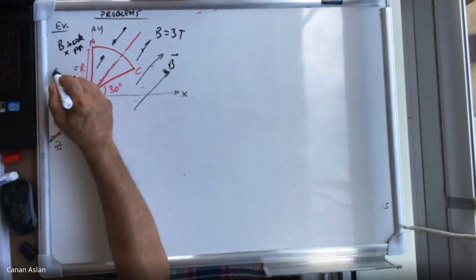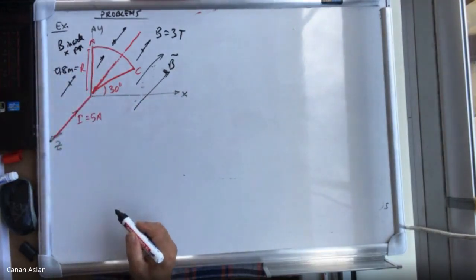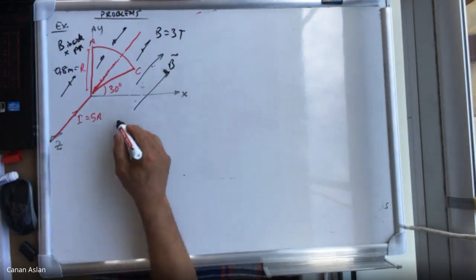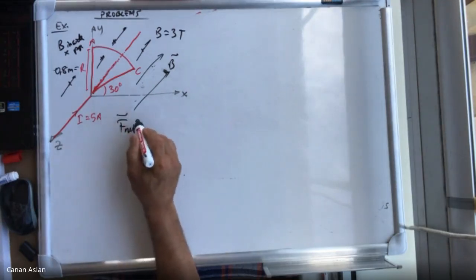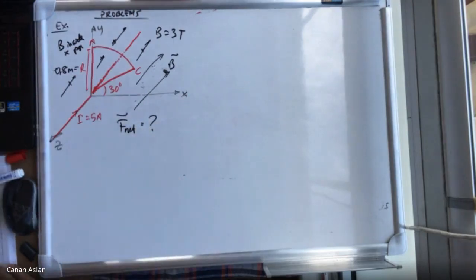So R equals 0.8 meters, 8 centimeters. Find net force acting on the wire. So what is F net on the wire?